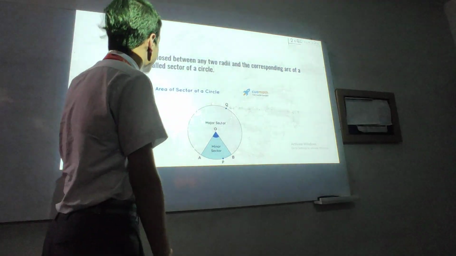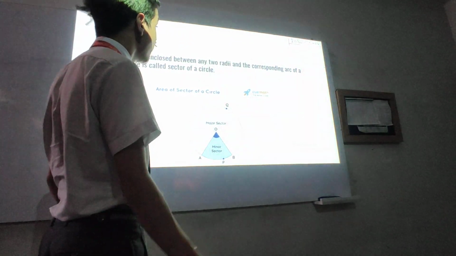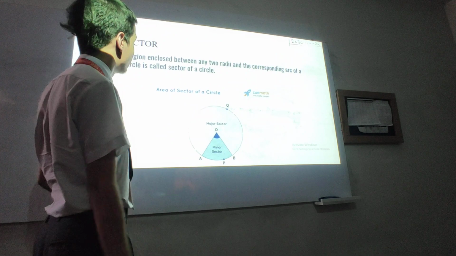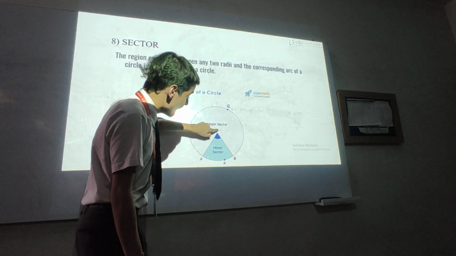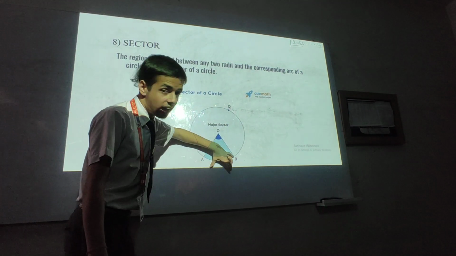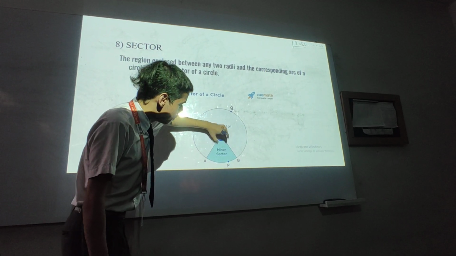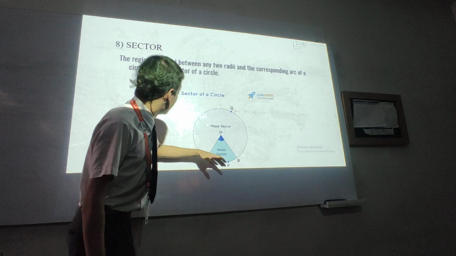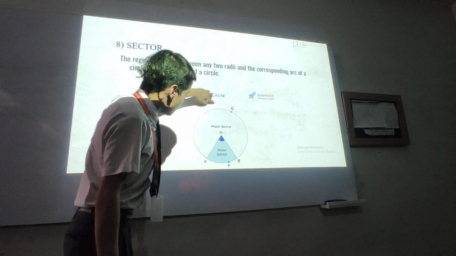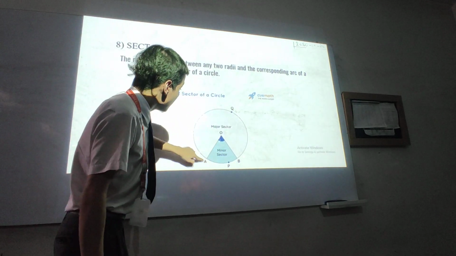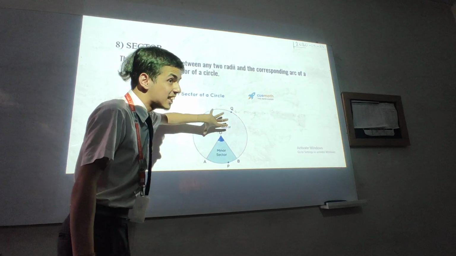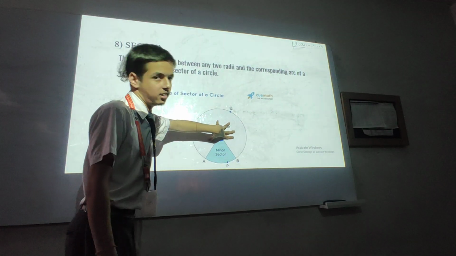The region enclosed between any 2 radii and the corresponding arc of a circle is called the sector of a circle. ONA and ONB are 2 radii, and A and B is an arc. The space enclosed within is called a sector. And if we see through here, a line that passes through Q, it is also a sector, but it is bigger and we call it a major sector.